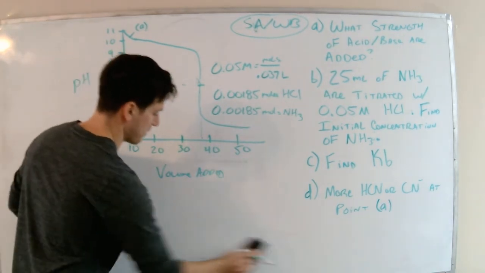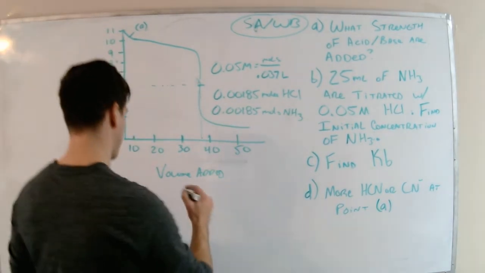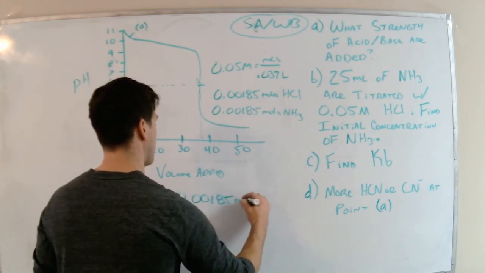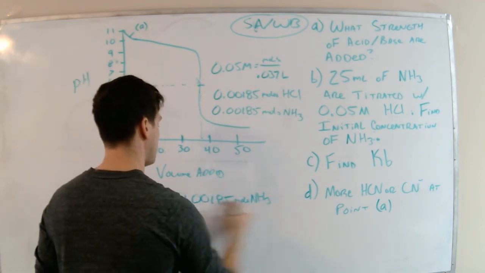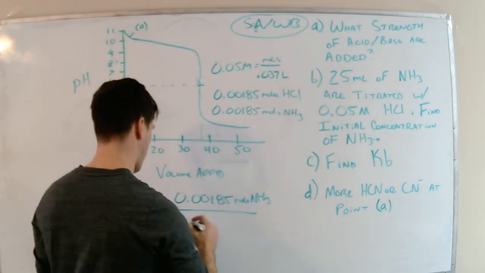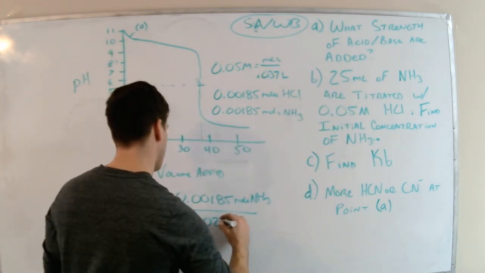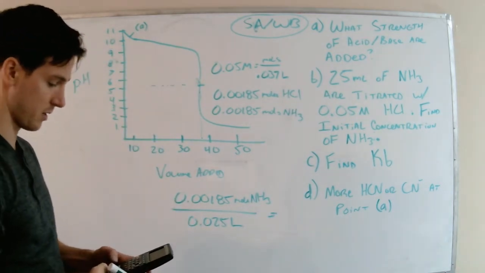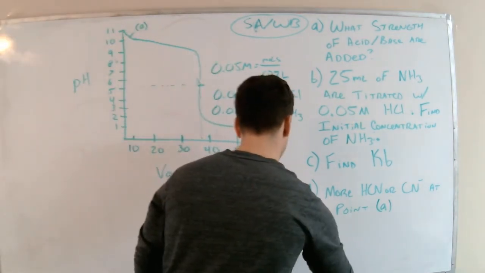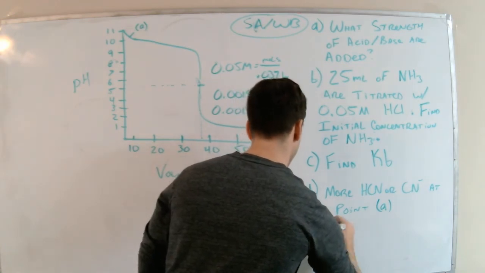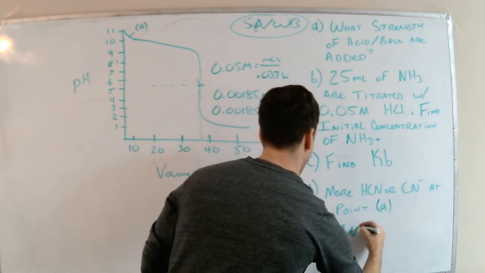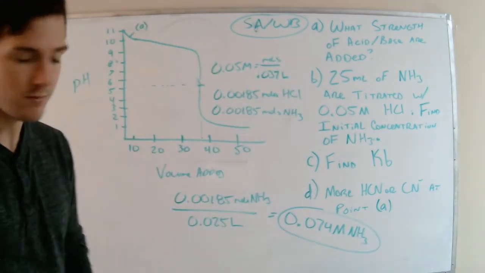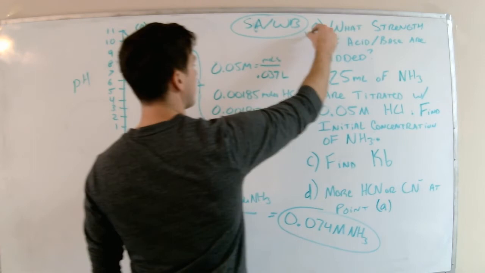I'm going to get rid of my picture here so I can finish my calculation down here. I have 0.00185 moles of NH3 over our initial volume of 0.025 liters. And that will give me a concentration of 0.074 molar NH3. So part A is done.